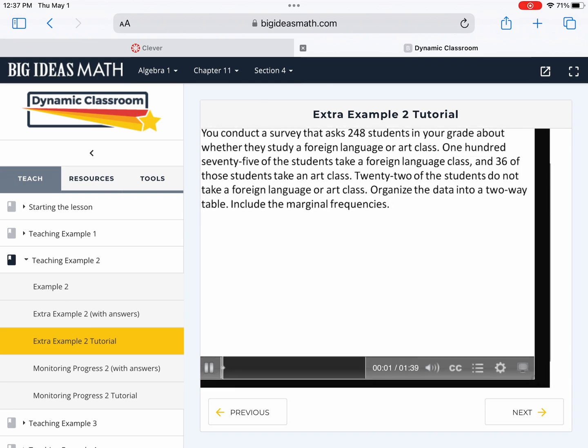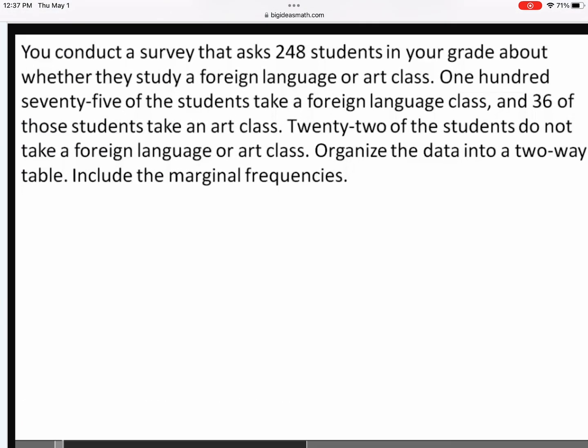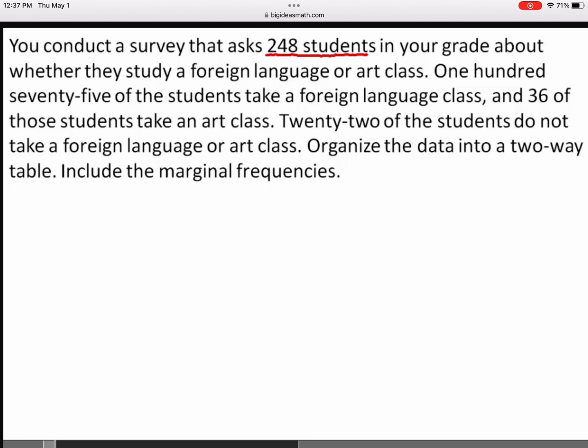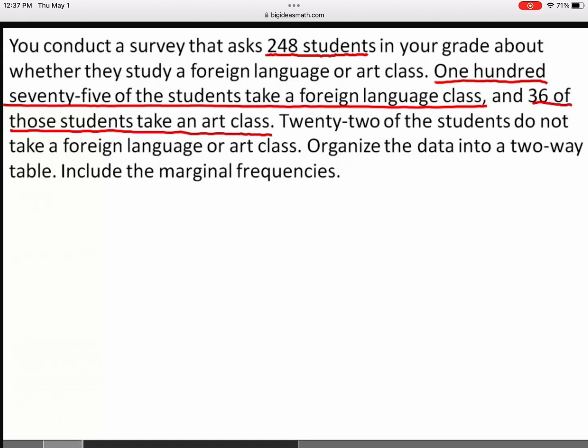You conduct a survey that asks 248 students in your grade about whether they study a foreign language or art class. 175 of the students take a foreign language class, and 36 of the students take an art class. 22 of the students do not take a foreign language or art class. Organize the data into a two-way table.